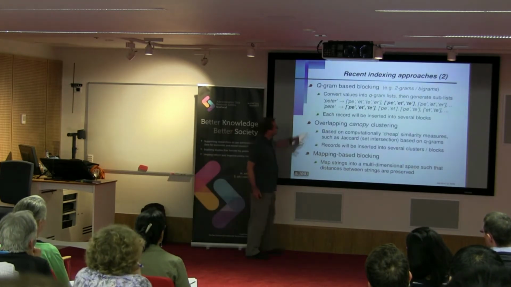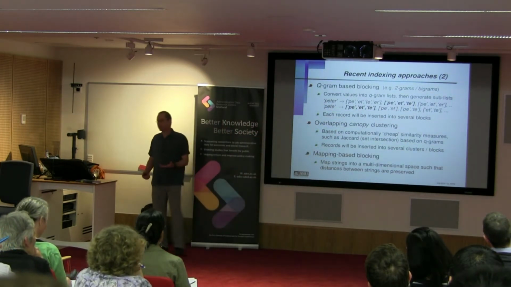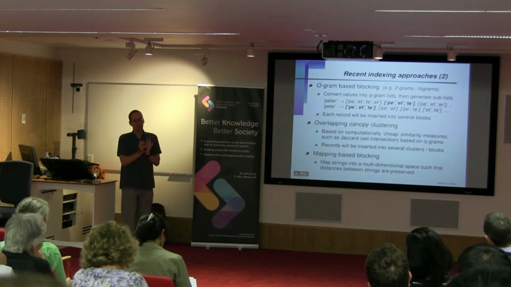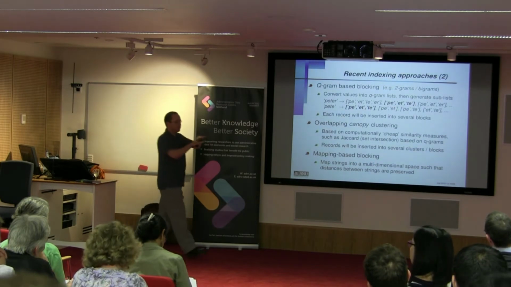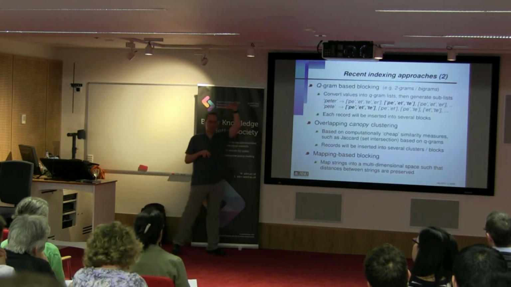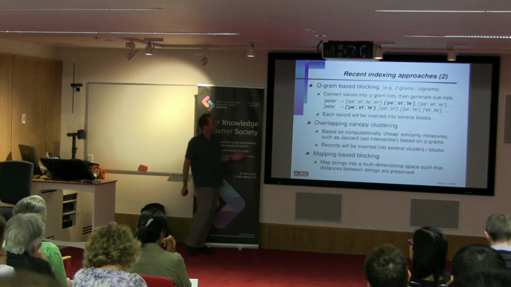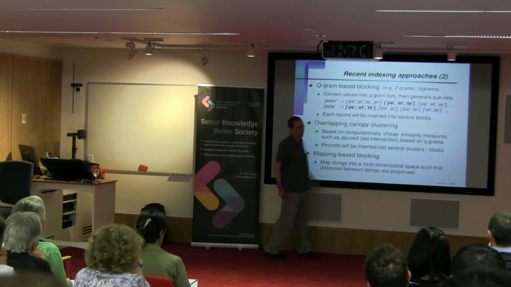A slight variation of this approach was also developed about 10 years ago, which is called Canopy Clustering. So the idea is we build overlapping clusters. A cluster is a group of records which have some similarity. Canopy means they're overlapping, like you have umbrellas which overlap each other so it doesn't rain in between the umbrellas. Again, these techniques are based on set intersection, based on such Q-grams.